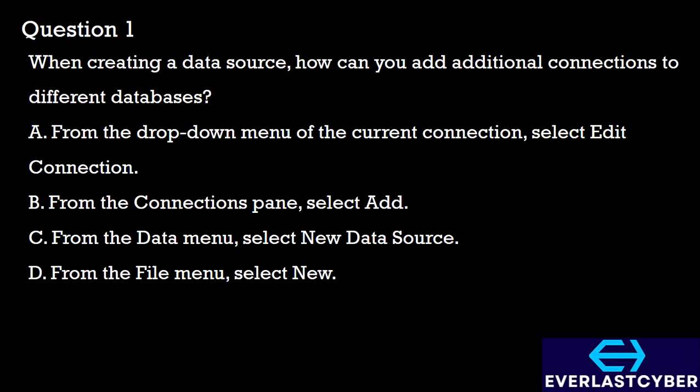In option C, the Data menu in Tableau Desktop allows you to add a new data source connecting to a different database or file, which will appear in the Data pane. Option D, selecting New from the File menu creates a new Tableau workbook, not a new connection to the data source in the existing workbook.